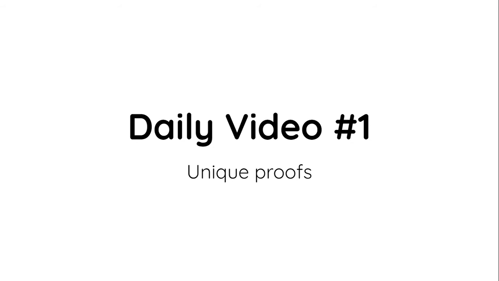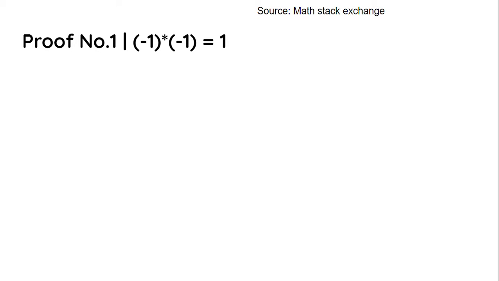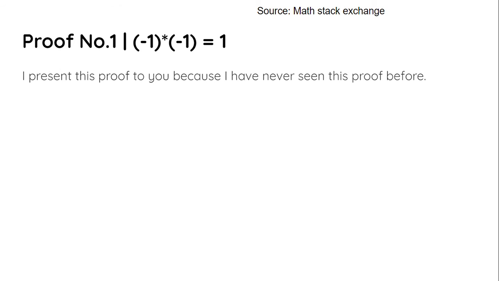This daily video is on unique proofs, or just proofs I don't really see. So the first proof is that -1 times -1 is equal to 1. I have actually never seen this proof before until now, so maybe you're the same. If you're not, just skip ahead. I have another one. Okay, so please follow along.